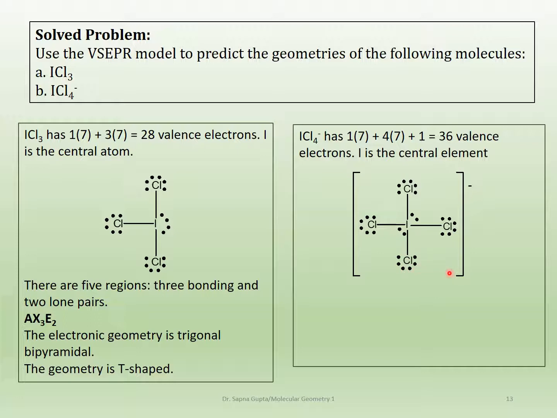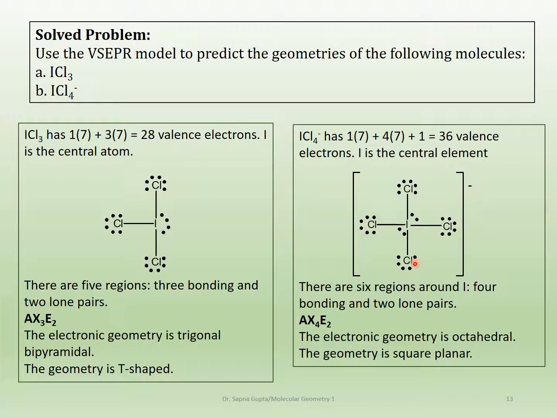So the AX formula for this is AX4E2. Hopefully you can do this fast enough now. So now there are 6 bonding regions or 6 electron groups: 1, 2, 3, 4, 5, 6. And AX4E2, that's going to be the AX formula for this.